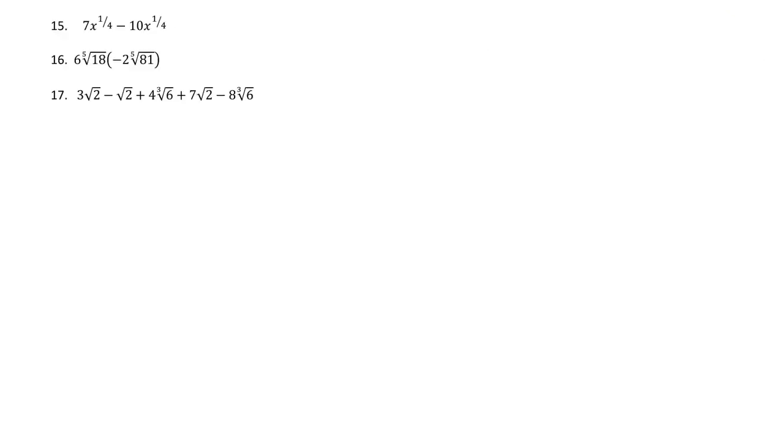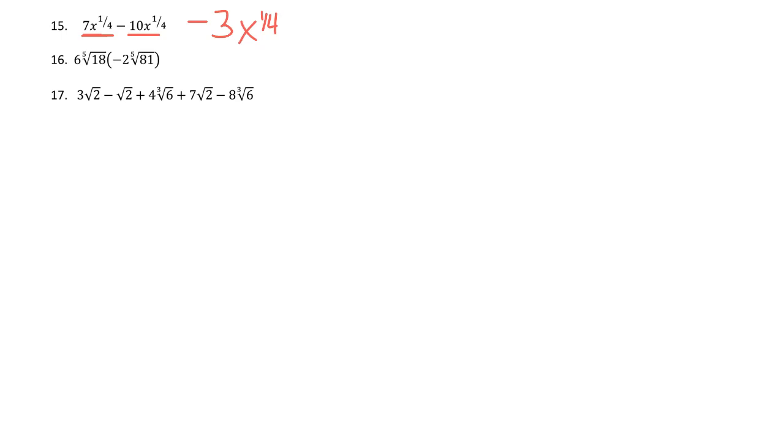Next, we're simplifying these expressions, still assuming all variables are positive, so we're not going to worry about absolute values. I have 7x to the 1/4 minus 10x to the 1/4. Again, this is just combining like terms. 7 minus 10 is negative 3, and what am I combining? X to the 1/4 power. So negative 3x to the 1/4 power. And remember, the general rule is if it starts as a fractional exponent, we can leave it. We don't need to convert it to a radical.